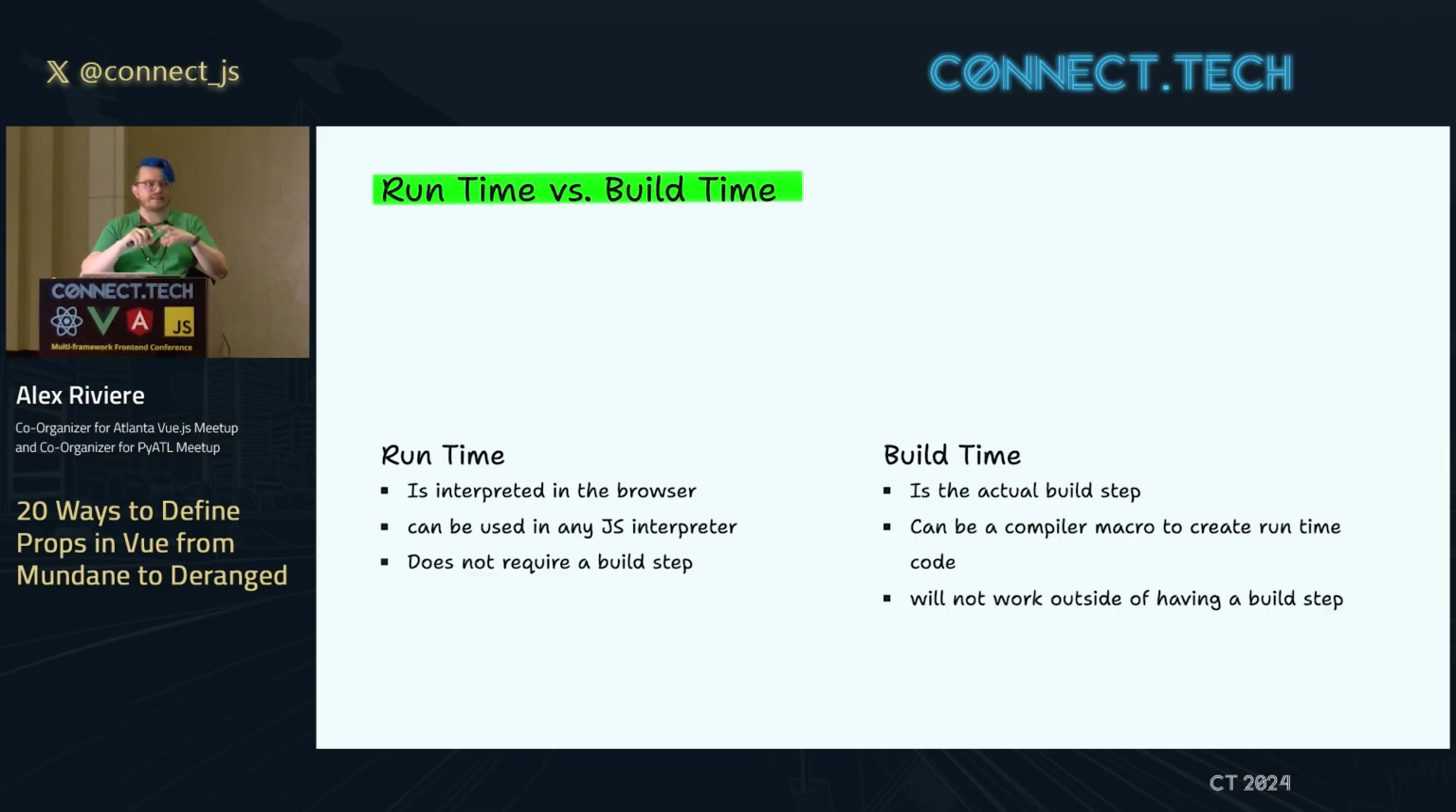That code that is a compiler macro will not work outside of the build step. This is very important, because if you try to use the things I'm about to show you in the browser, it's not going to work because it's designed for a compiler. All right? Does everybody follow this? Does everybody understand the difference between build time and runtime? Do I need to go over anything?